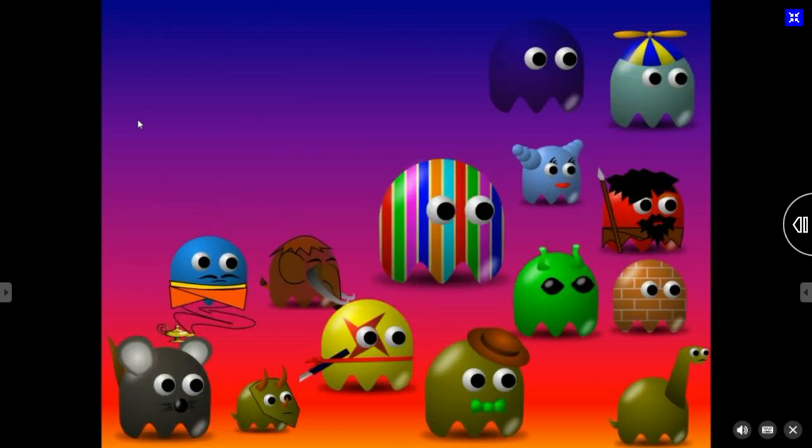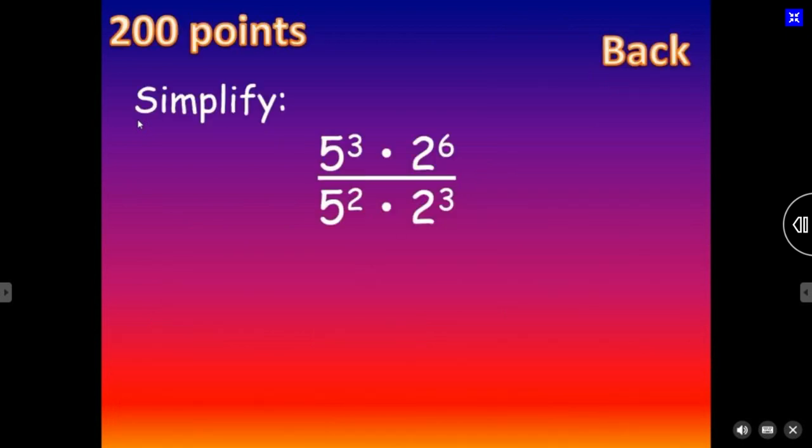Number 7 is a genie. My genie was 5 to the third divided by 5 to the second, which is just a 5, right? 2 to the third over 2 to the 6. 2 to the 6 over 2 to the third. 2 to the third, which is equal to 8. So what's my answer?